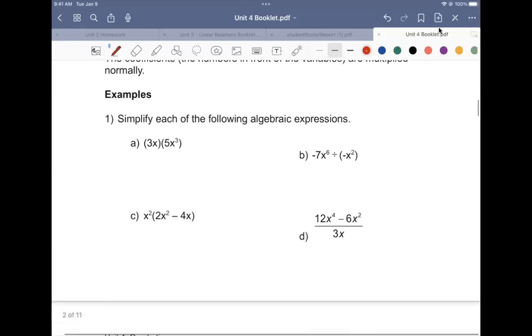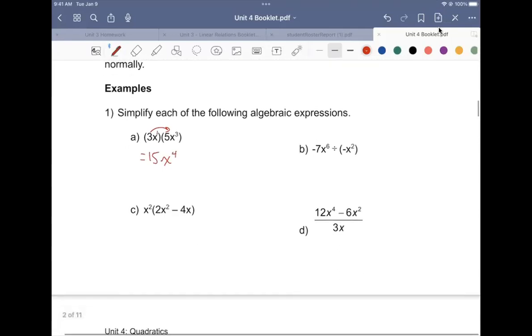So remember, if I'm going through this first one, I have 3x times 5x to the power of 3. 3 times 5 is going to give me 15. And then I have x times x to the power of 3. So 1 plus 3 is 4. If I move on to b, I have a division sign now. So what I'm going to do is -7 divided by -1 is going to give me a +7. And then I have x to the power of 6 minus 2. That gives me 7 times x to the power of 4.